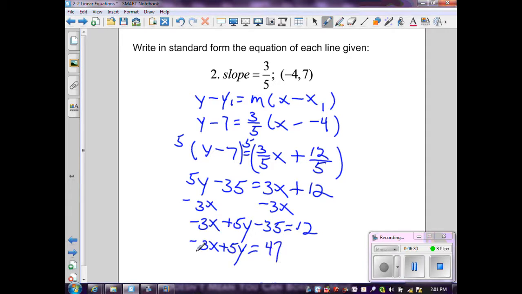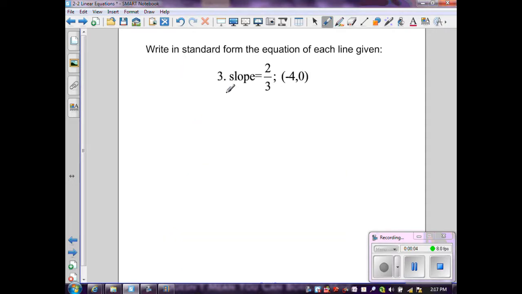But my a term is negative, and I want that to be positive, so I'll multiply the whole equation by negative 1. Negative times a negative is a positive 3x. Negative times a positive is a minus 5y. And a negative times a positive is a negative 47. And that is my standard solution. A is 3, B is a negative 5, C is a negative 47.